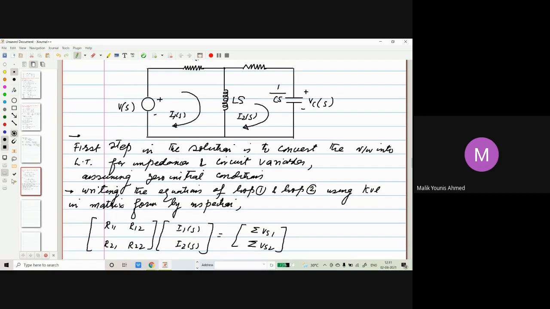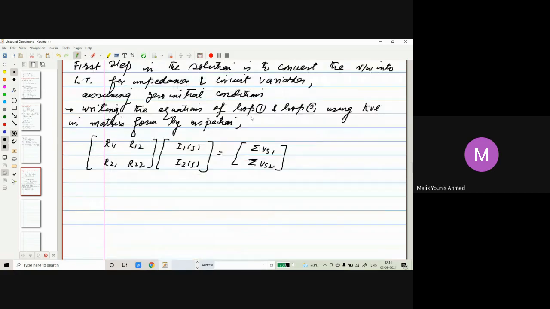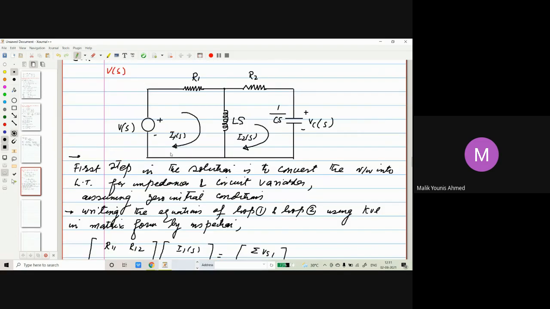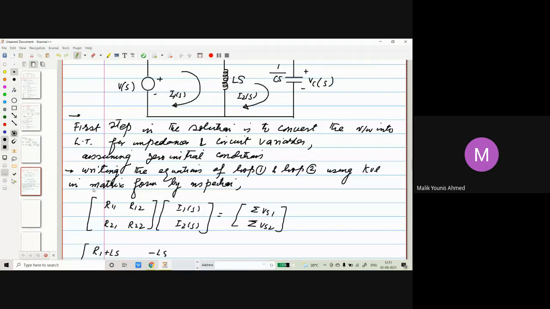So what is R11? In this loop, we have only resistance and inductance. So circuit elements are R1 plus LS. So that will be R11. So here we will write R1 plus LS. Now what is common between 1 and 2? That will be negative minus LS. So minus LS will be common. Again 1 and 2 common is 2 and 1 same common minus L of S.